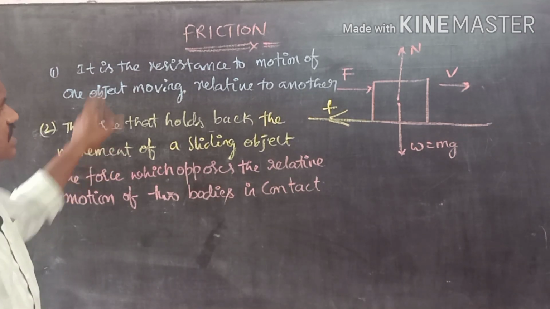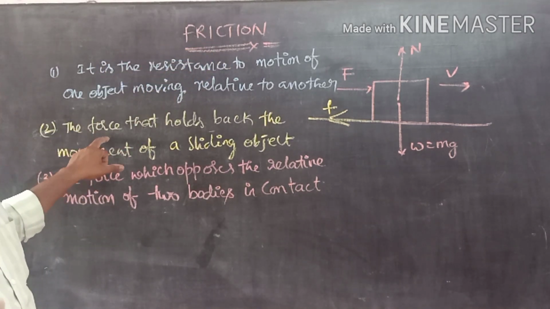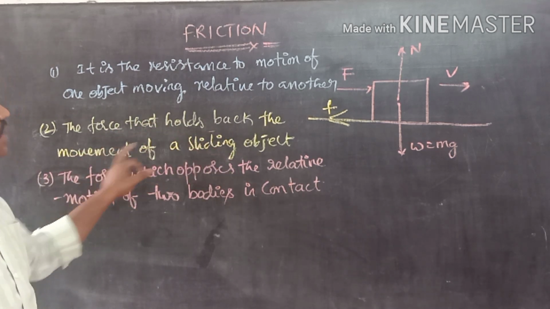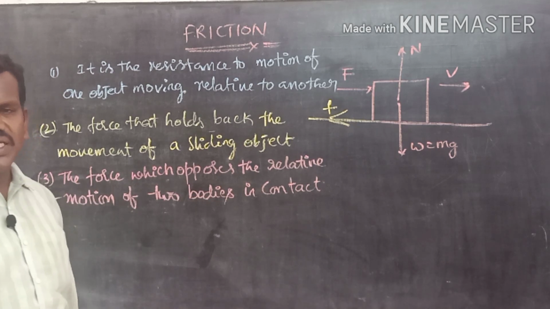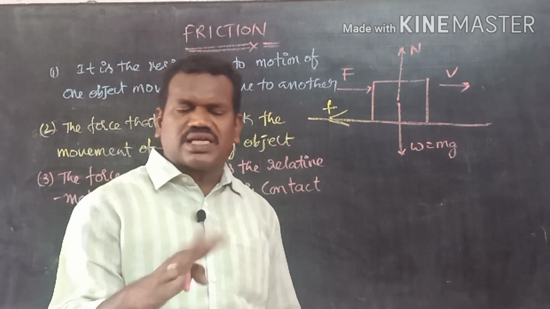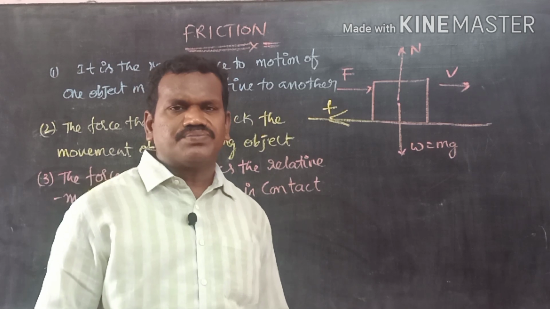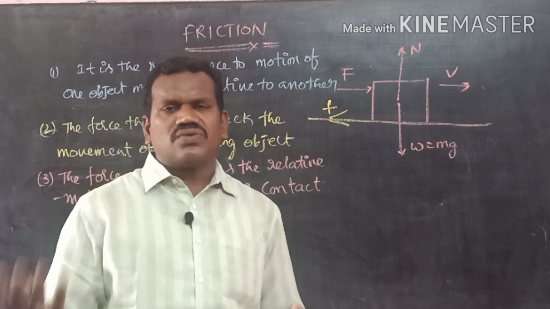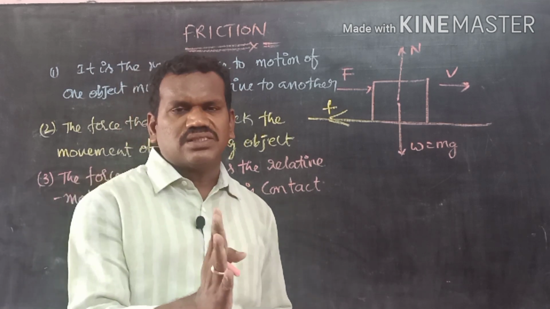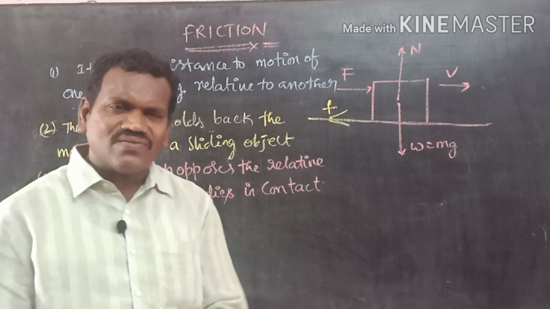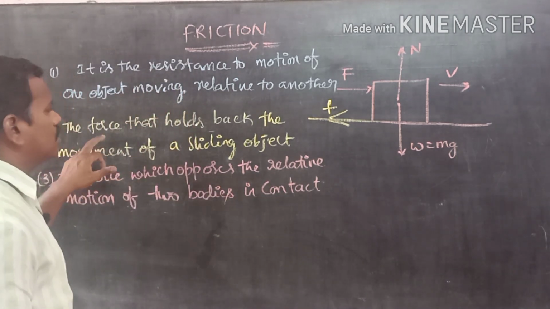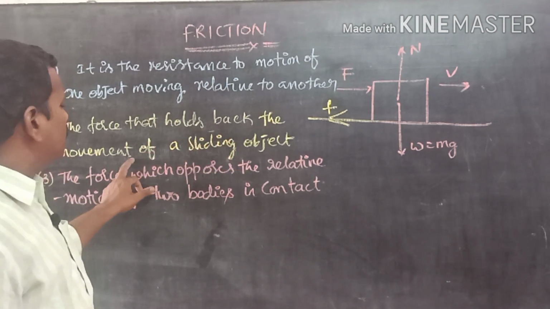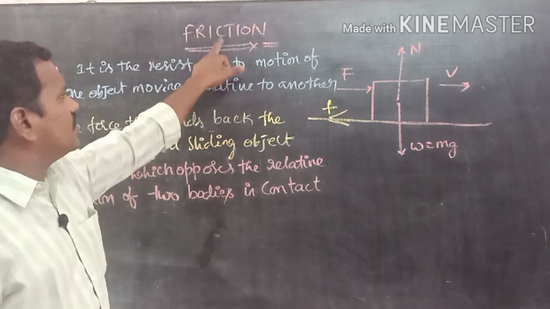Now come to the second definition. Friction is a force. What can the force do? It holds back the movement of a sliding object. One object is at rest, for example sand is at rest or the cement floor is at rest, and the other is moving, the book or the bicycle rider, then their sliding will be stopped. Such a force is called friction. The force that holds back the movement of a sliding object is called friction.